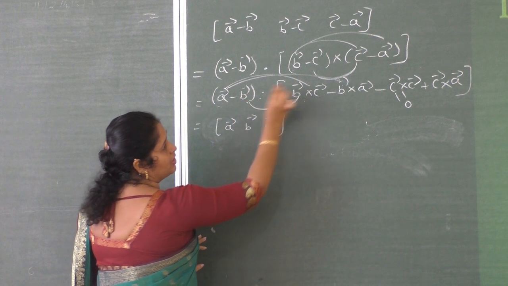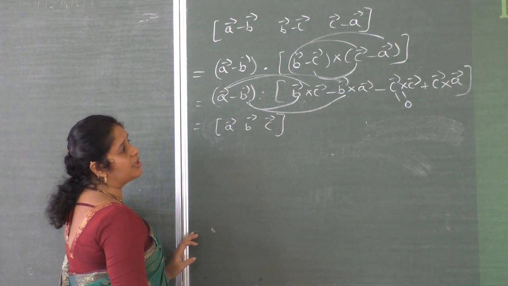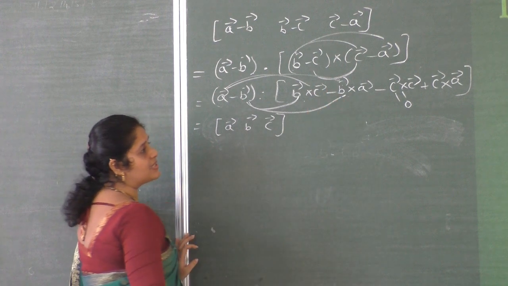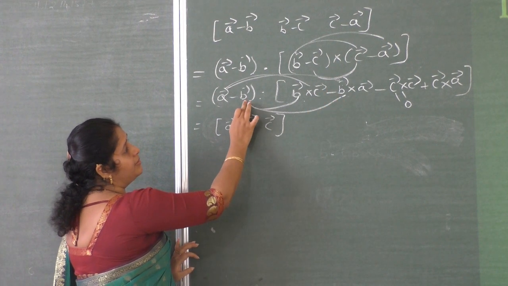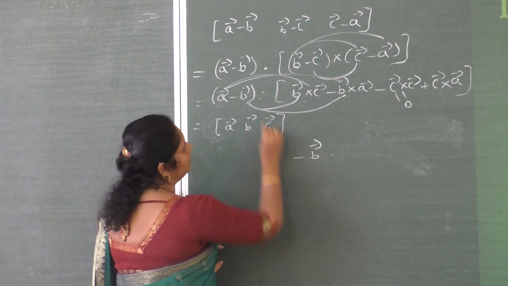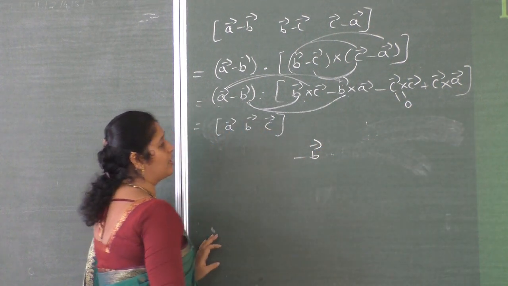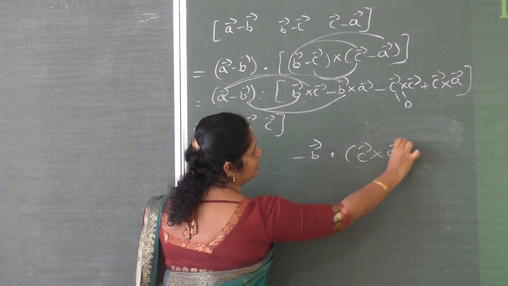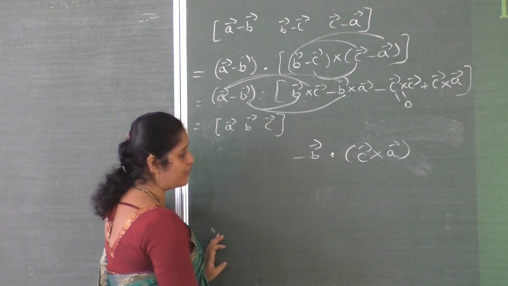Then multiply vector B with this vector. So vector B dot vector B cross vector A. There also vector B is there, therefore the scalar triple product is 0. Then vector B, last one, minus vector B multiplying with vector C cross vector A dot vector C cross vector A. This is not 0. You can see vector B, C, A are different vectors.